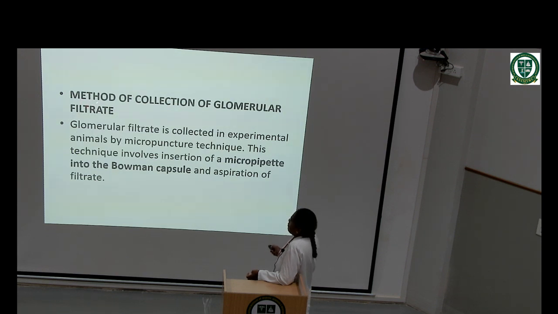Now, we will see the method of collection of this glomerular filtrate. This glomerular filtrate is collected in experimental animals by the micropuncture technique, by insertion of a micropipette into the Bowman's capsule and aspirating the filtrate.